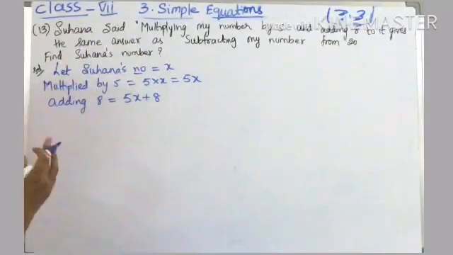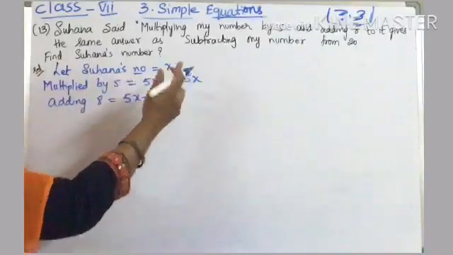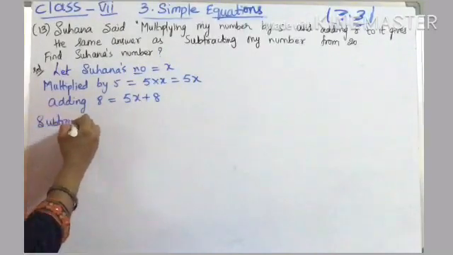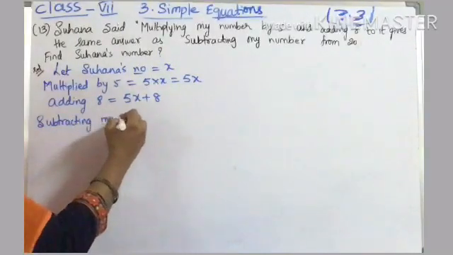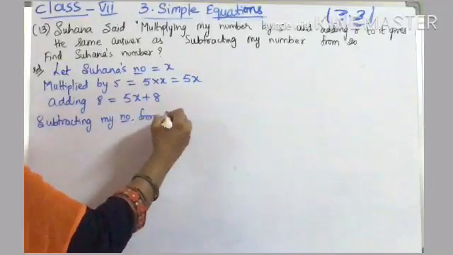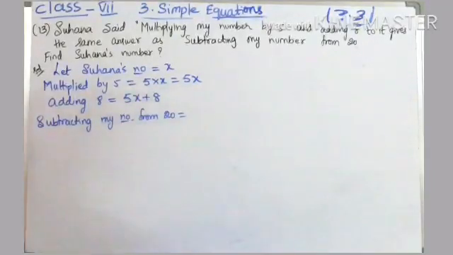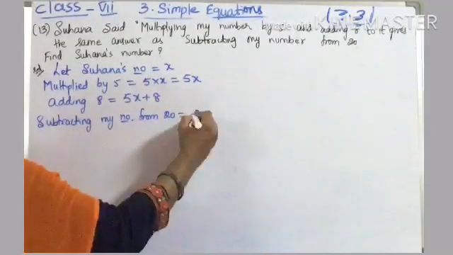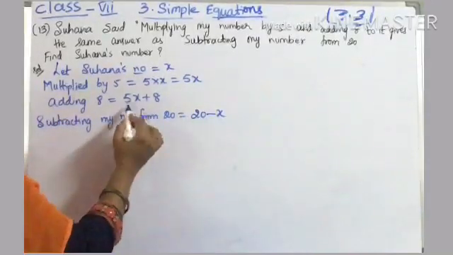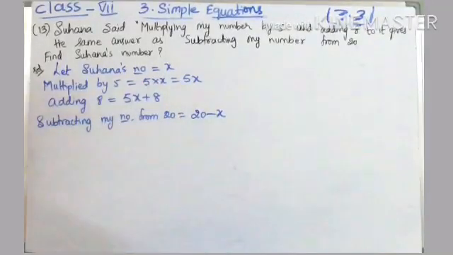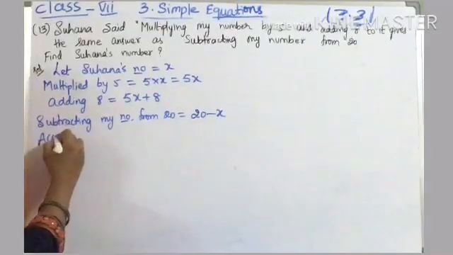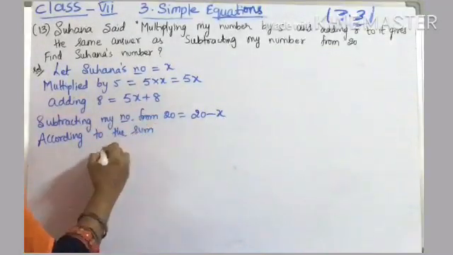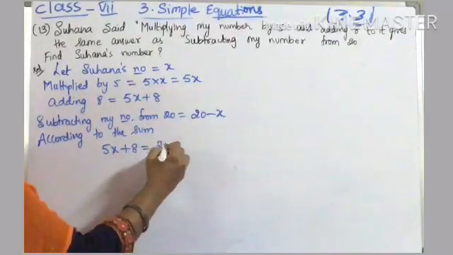Gives the same number means equal to. It gives the same number equal to what? Subtracting my number from 20. Subtracting my number from 20 means, will you write x minus 20 or 20 minus x? From means second number minus first number, that is 20 minus x. Here we have to equate 5x plus 8 equal to 20 minus x. So according to the sum, 5x plus 8 equal to 20 minus x.